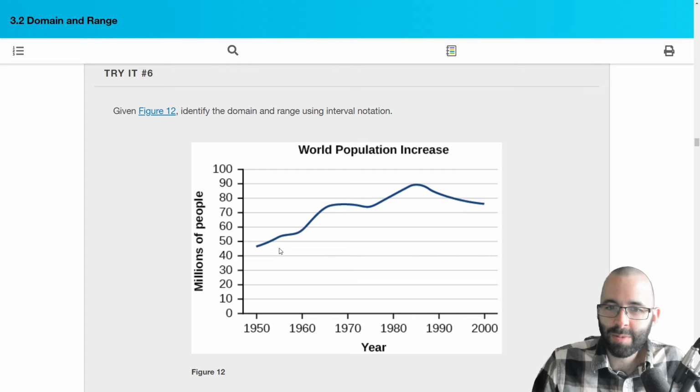Anyway, and what is the highest point? And this is not the highest point. This is the furthest to the right. We care about the actual highest point for the range, which is up here, which is about 90 million. Okay, so we'll write 90 right here.